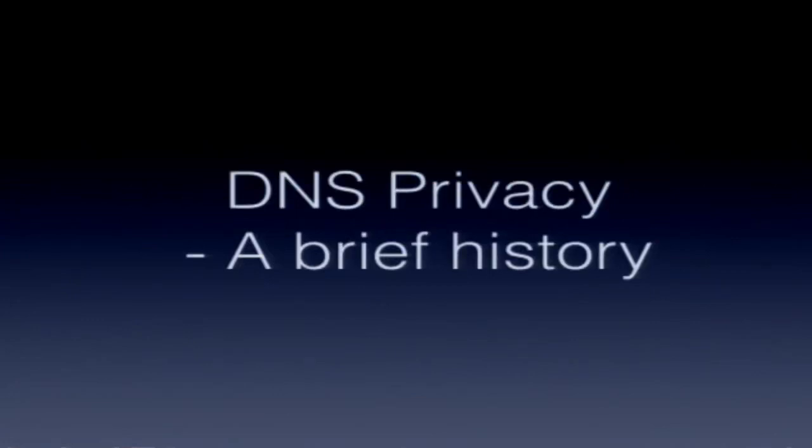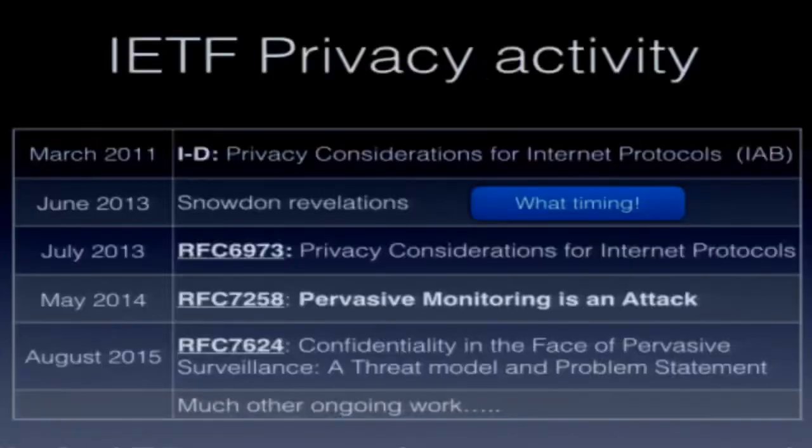So I hope that's given you a flavour for some of the context of what we'll talk about today. What I'd first like to do, before we dive deep into what's been happening in DNS world, is talk a little bit about what's been happening at the IETF level in general in terms of privacy. Now, of course, the Snowden revelations were a big thing, and it got popular awareness about mass surveillance out there.